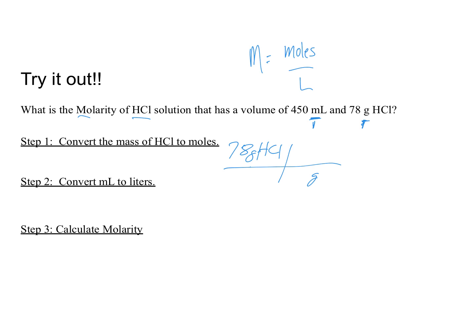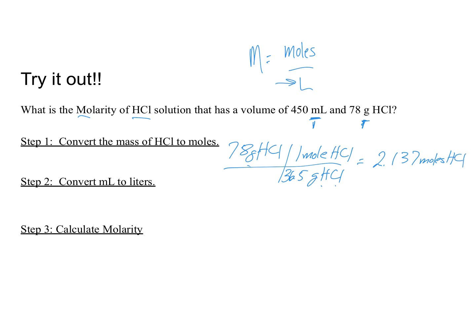Since grams is on top of this dimension, grams of HCl is going to go on this bottom dimension. And we're going to look at our periodic table to figure out the grams per 1 mole. So 1 mole of HCl. Hydrogen's 1 gram. Chlorine's 35.5 grams. That makes 36.5 grams. Now, when I solve this dimensional analysis, I'm taking 78 divided by 36.5, and I am going to get 2.137 moles of HCl.